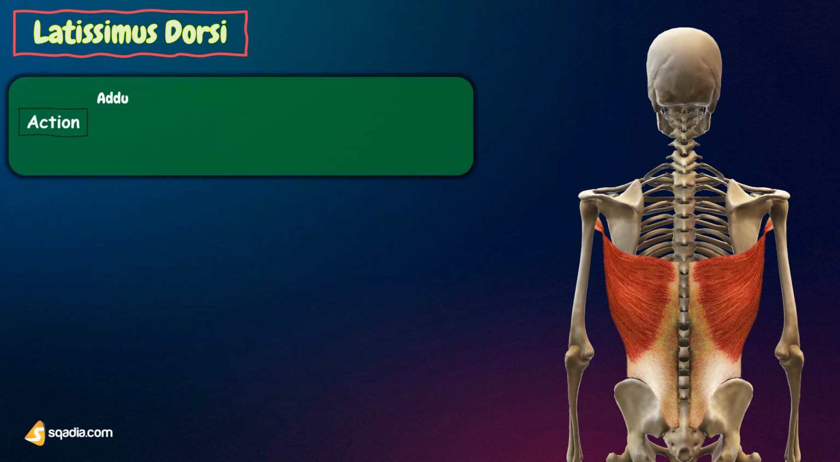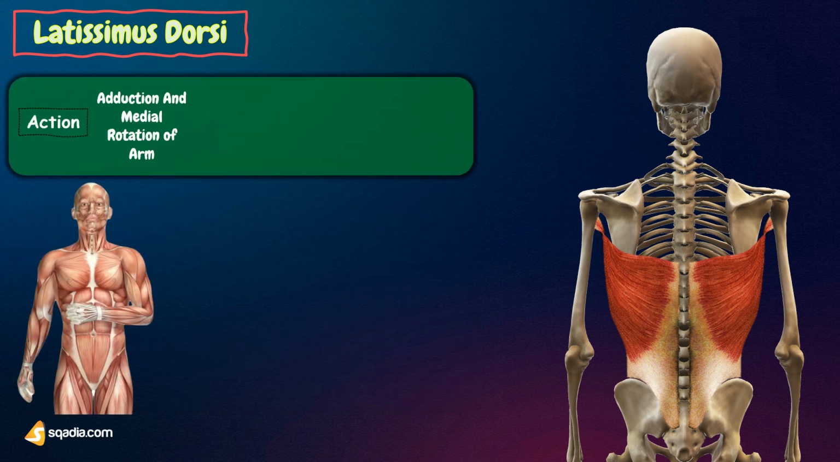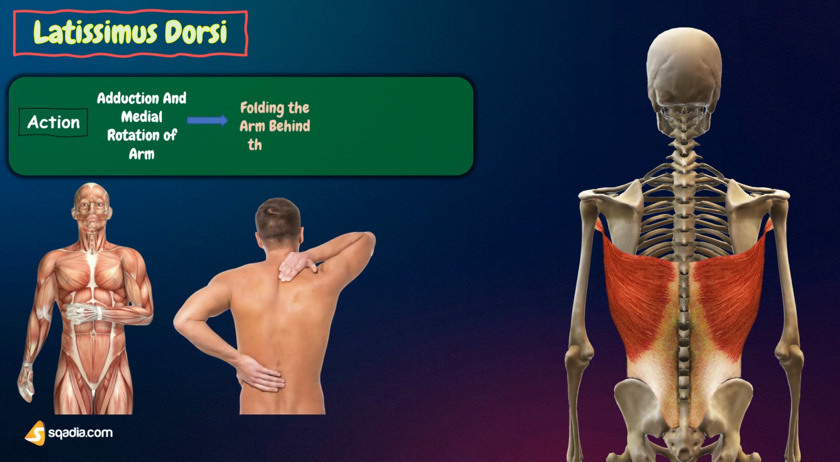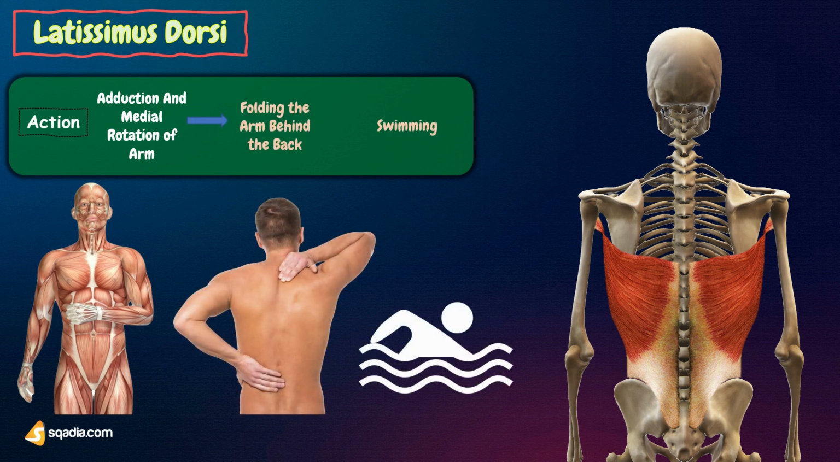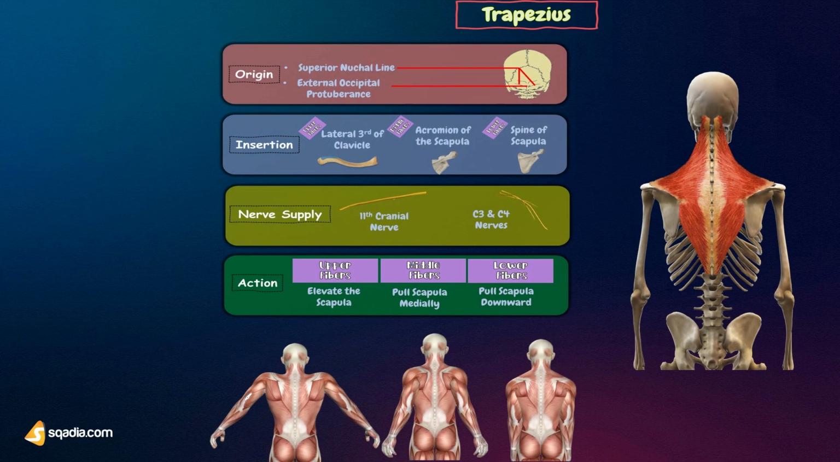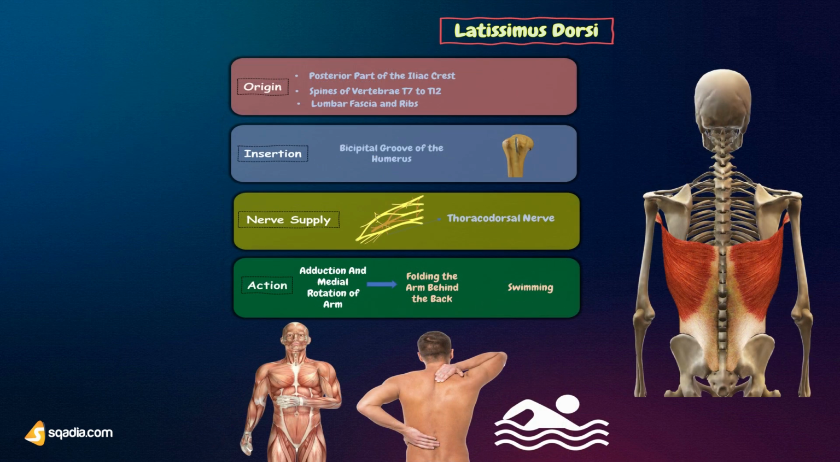As for the action of this muscle, its function is adduction and medial rotation of the arm. Adduction, extension, and medial rotation of the shoulder, as in swimming, as in rowing, climbing, pulling, folding the arm behind the back, and scratching the opposite scapula. Before moving ahead to the second layer of the superficial group of muscles, you can pause and review the two muscles we have discussed so far.